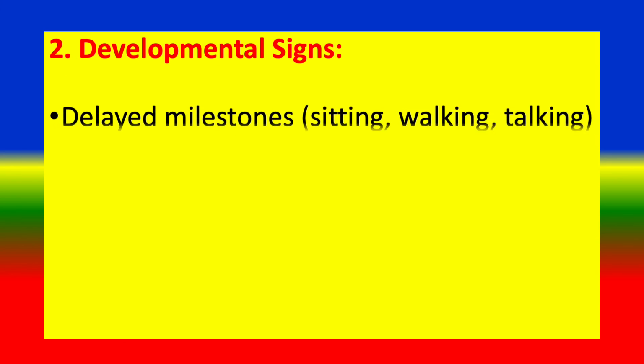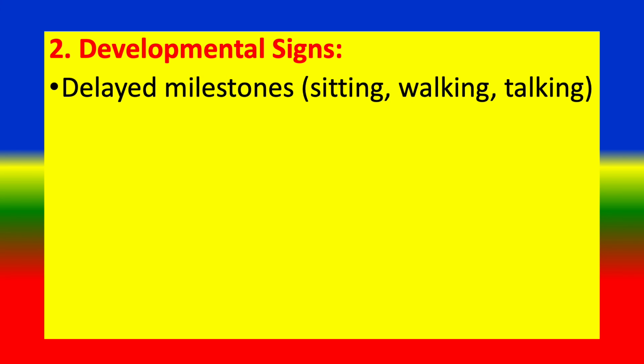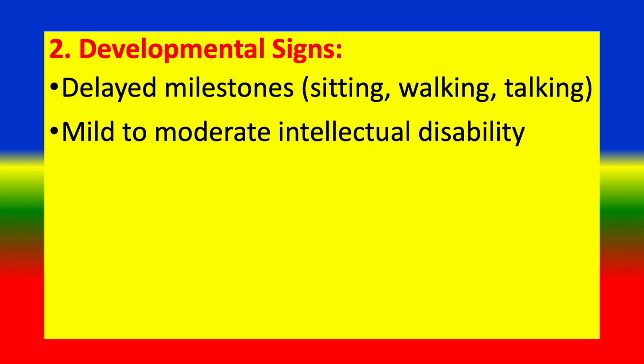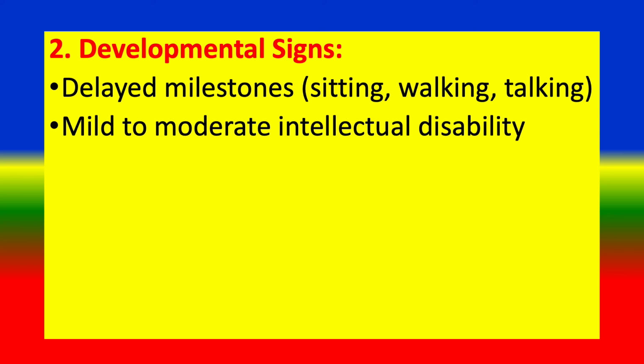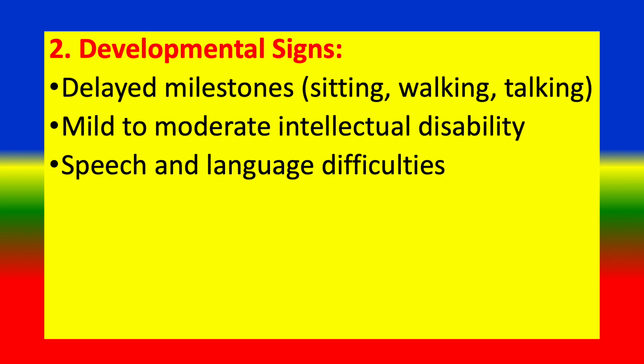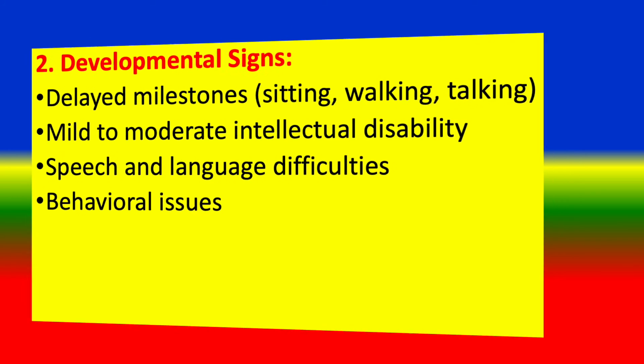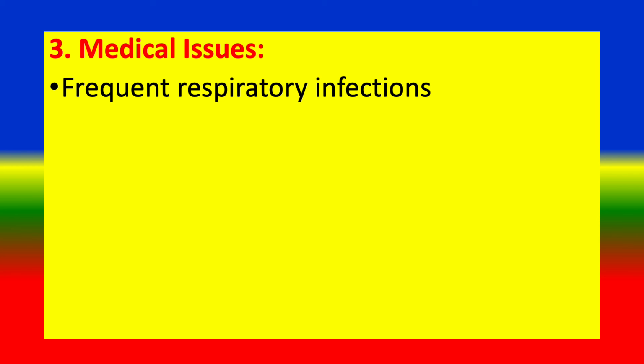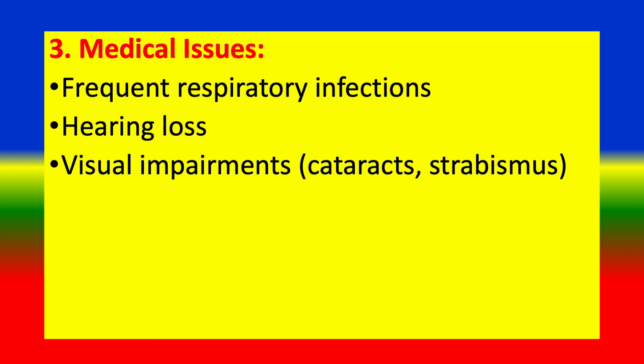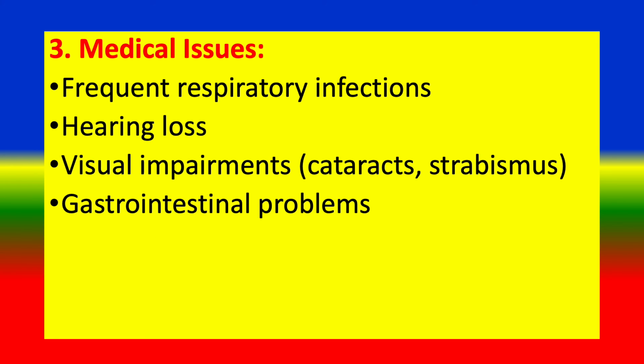2. Developmental signs. Delayed milestones, sitting, walking, talking, mild to moderate intellectual disability, speech and language difficulties, behavioral issues. 3. Medical issues. Frequent respiratory infections, hearing loss, visual impairment, gastrointestinal problems, heart defects.